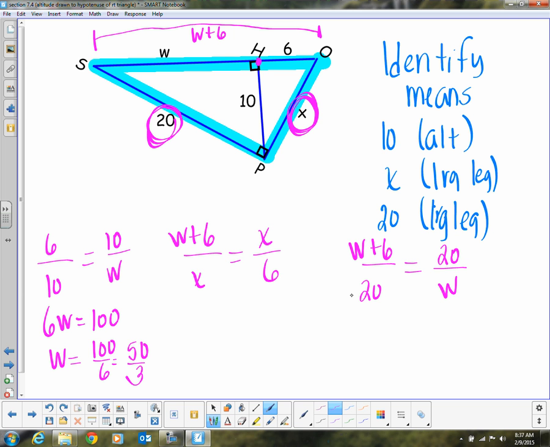Shouldn't I have an X somewhere? All right, do I already have W? So I don't need this proportion. I do. W is 50/3, right? So now I've got 50 over 3 plus 6. Where did I get that?